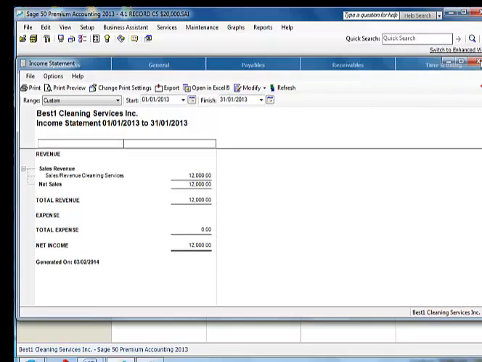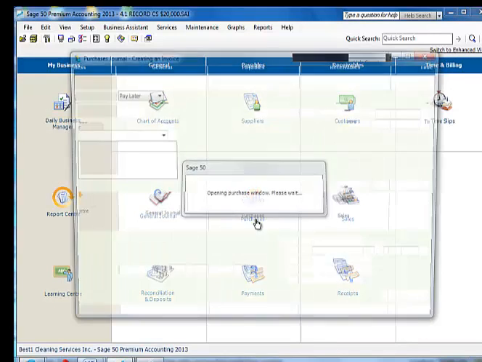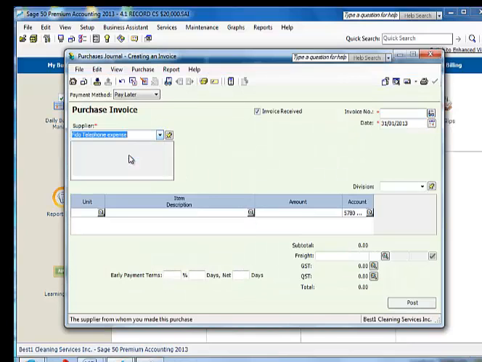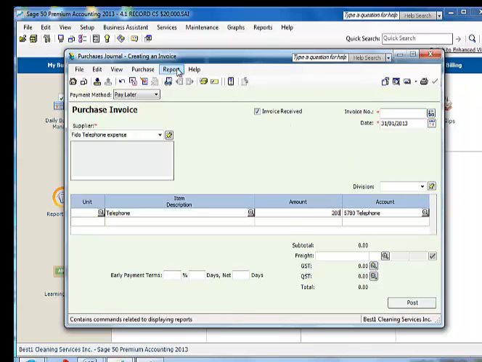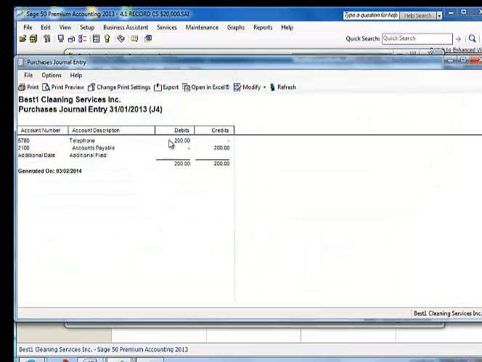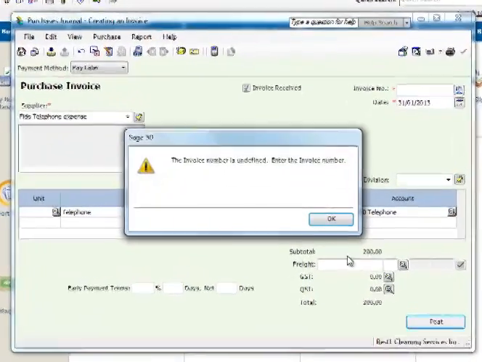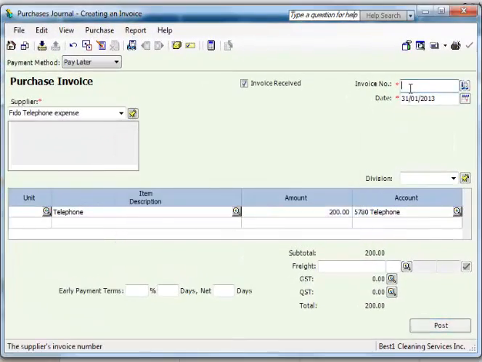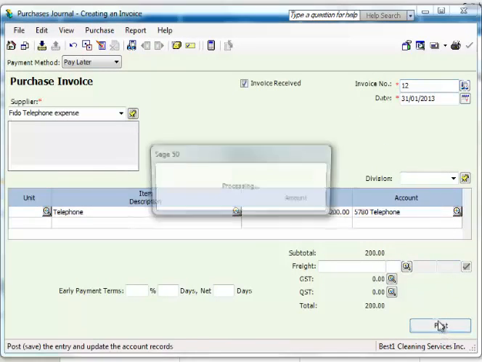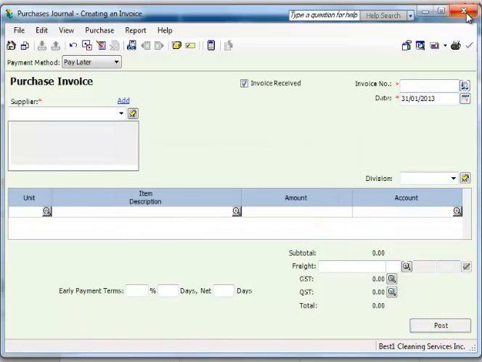I would like to prove to you that the moment we make a purchase from FIDO, we incur the expense of telephone expense or cellular, whatever you're comfortable with. The amount that we said was $200. This transaction will debit the telephone expense of $200 and credit accounts payable of $200. The moment I post this entry, look what will happen. Oh yes, it asked me for an invoice number. I'll put an invoice number 12. The moment I process this entry, look what will happen.